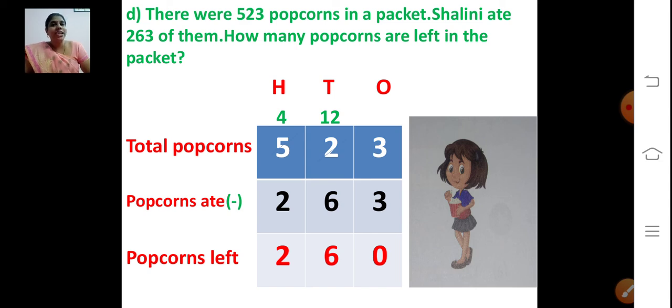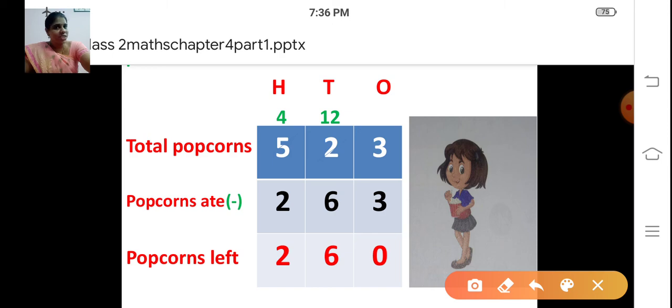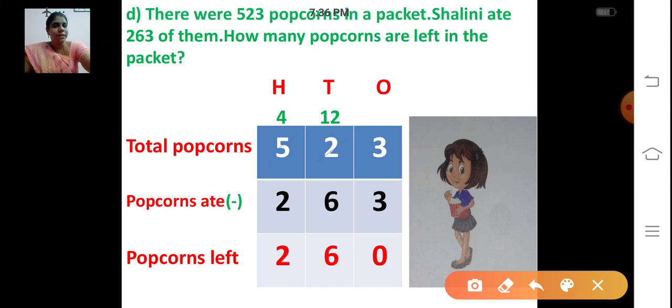Shall we find it out now? Yes. Now let's start with the ones place. We are going to subtract 523 minus 263. First we have to subtract the ones place, right? So 3 minus 3 is 0. Very good. Then let's subtract the tens place. Can you subtract 2 minus 6? Can you subtract from a smaller number? That is not possible, right?